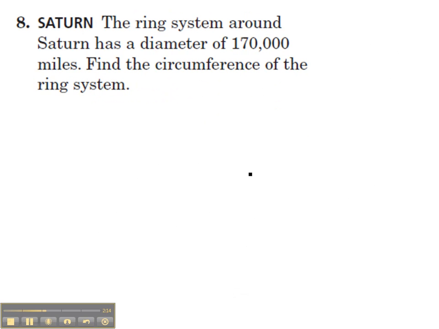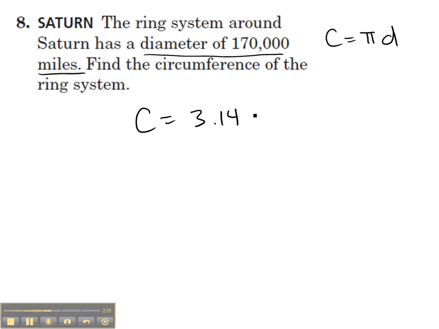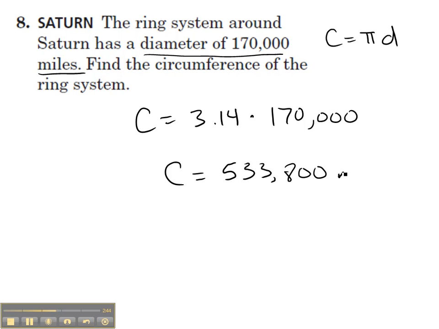Okay, number 5. Again, C equals pi times the diameter. The ring system around Saturn has a diameter of 170,000 miles. Find the circumference. So circumference equals 3.14 times 170,000. If you do that multiplication, you get circumference equals 533,800 miles.